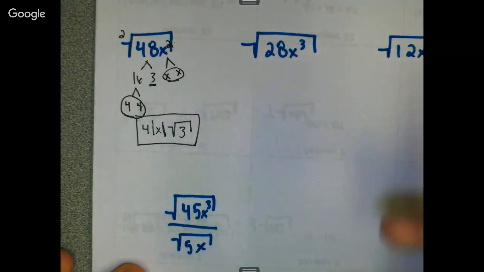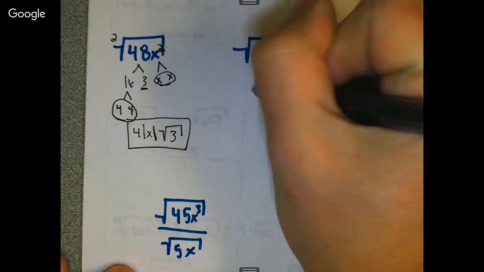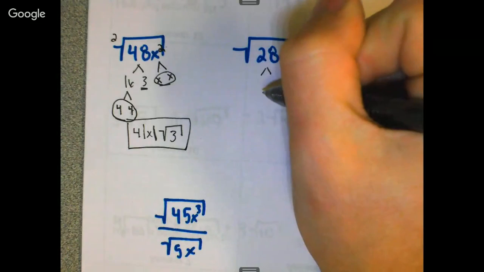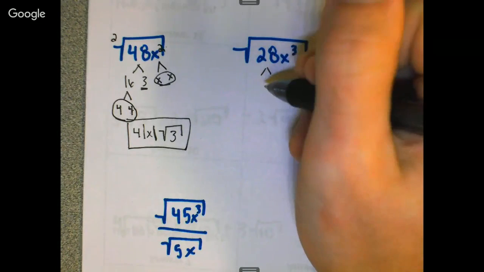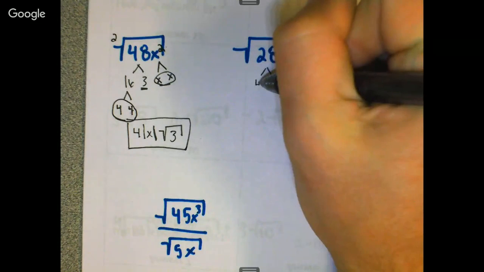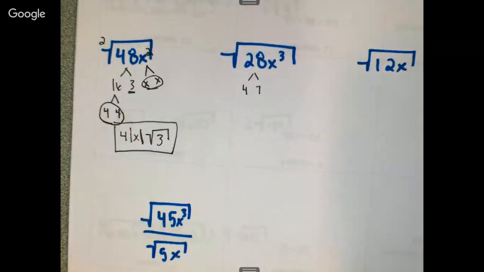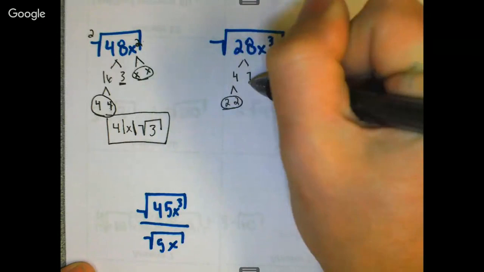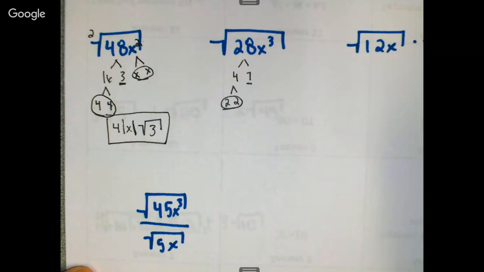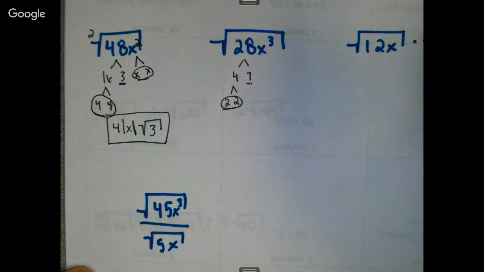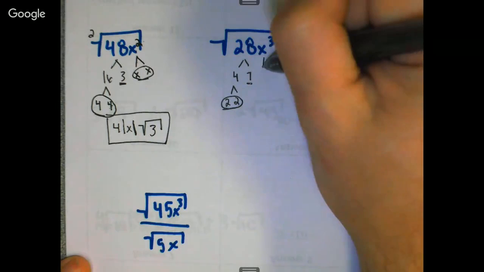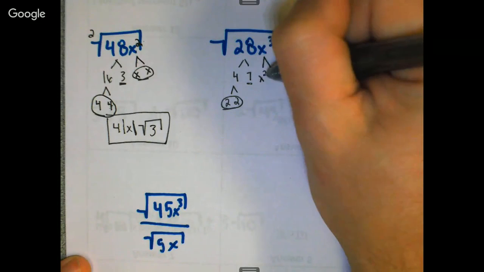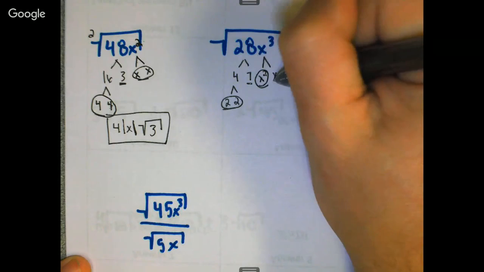Okay, 28 breaks down into 4 and 7. And 4 is 2 and 2, so there's a group of 2. I underline the ones that don't match up. That way I can't forget about them. X will become x squared, and that's a group of 2, and an x left over.